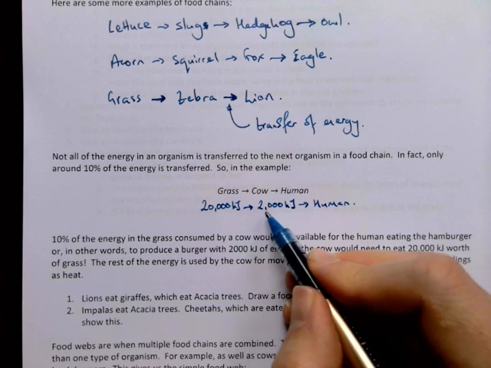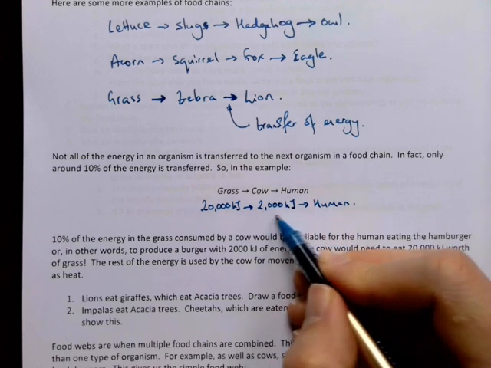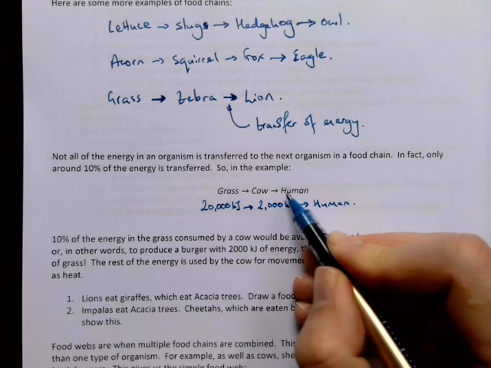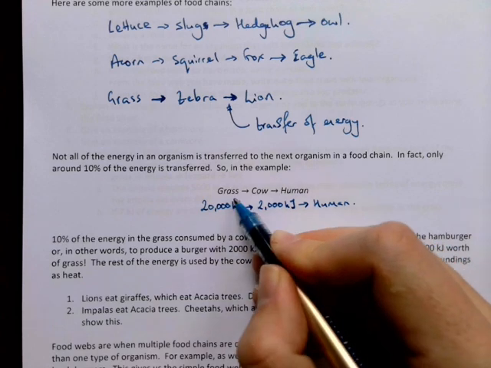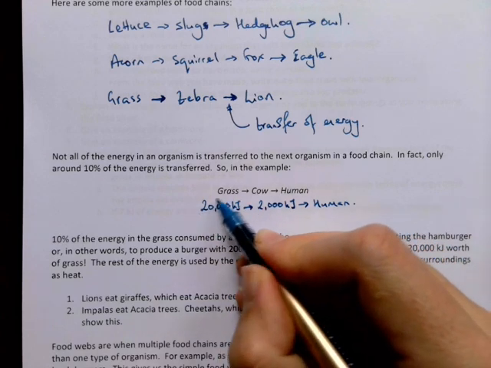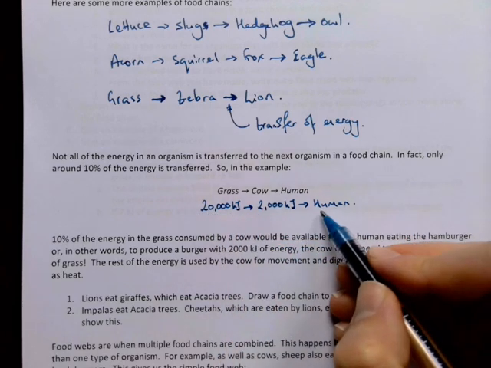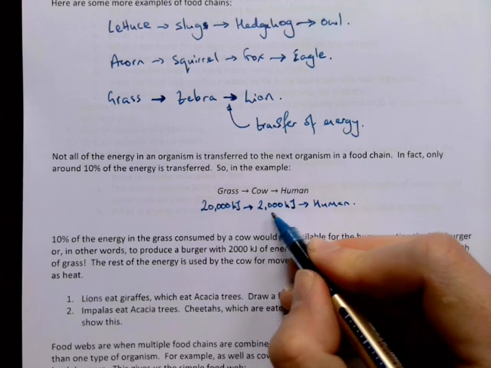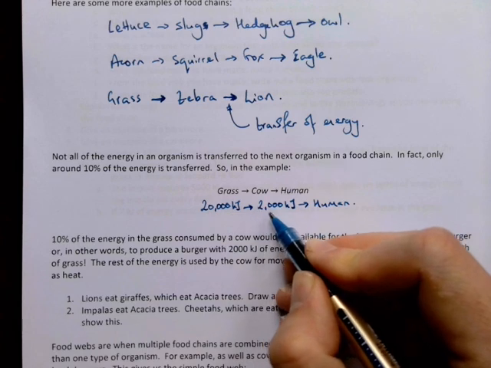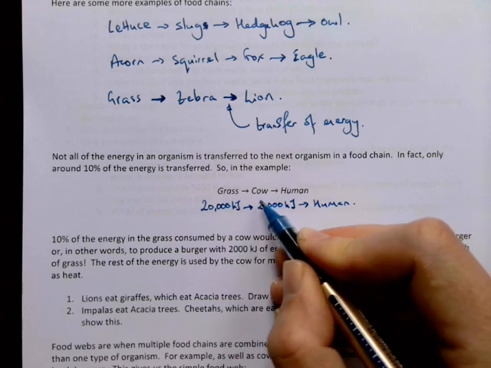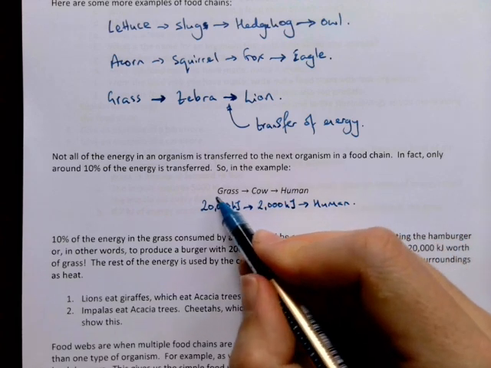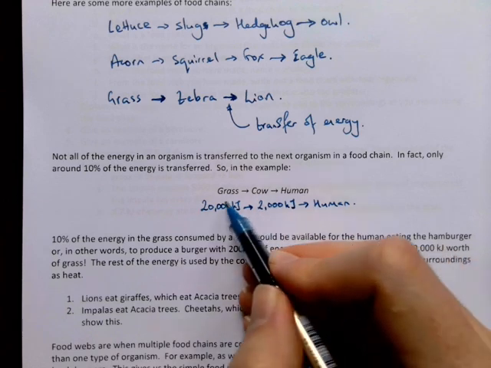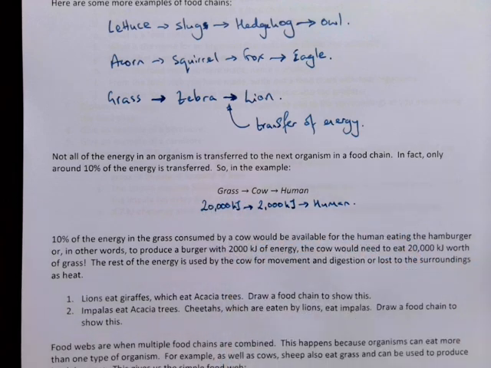So in order for the human to get 2,000 kilojoules worth of energy in the burger, the cow needs to eat 20,000 kilojoules worth of grass. Okay, I'll say that again. The human wants to eat the burger, all right? And the burger has 2,000 kilojoules worth of energy in it. How much energy does the cow need to eat in order to make that 2,000 kilojoules? It needs to eat 20,000 kilojoules worth of energy.